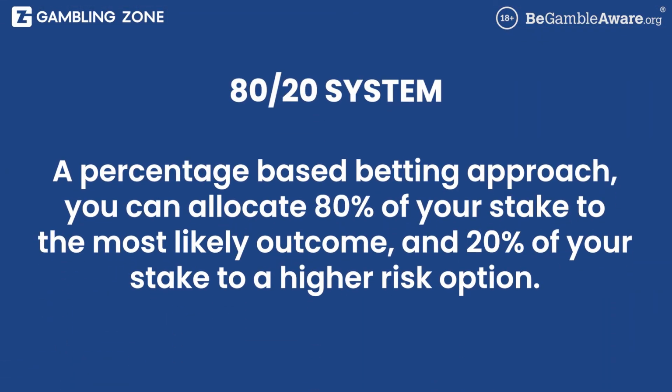80-20 system: as the name suggests, the 80-20 system is a percentage-based betting approach where you allocate 80% of your stake to the most likely outcome and 20% to a higher risk option. It provides a balance between conservative and aggressive betting, offering a safety net while pursuing substantial profits when your long shot prevails.